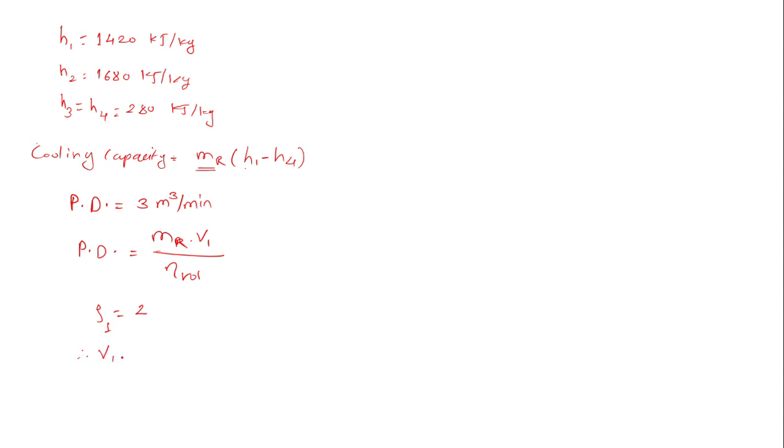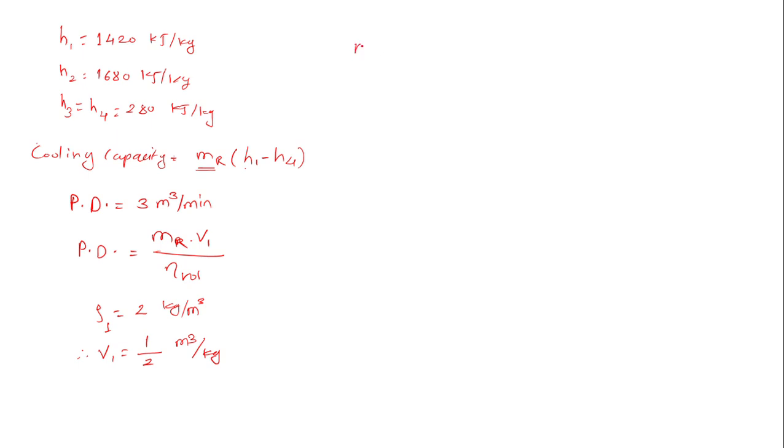Therefore, the specific volume V1 is equal to, this is in kg per meter cube, so V1 will be 1 by 2, which is in meter cube per kg. This value we have got. Now we'll just see what about the unit.